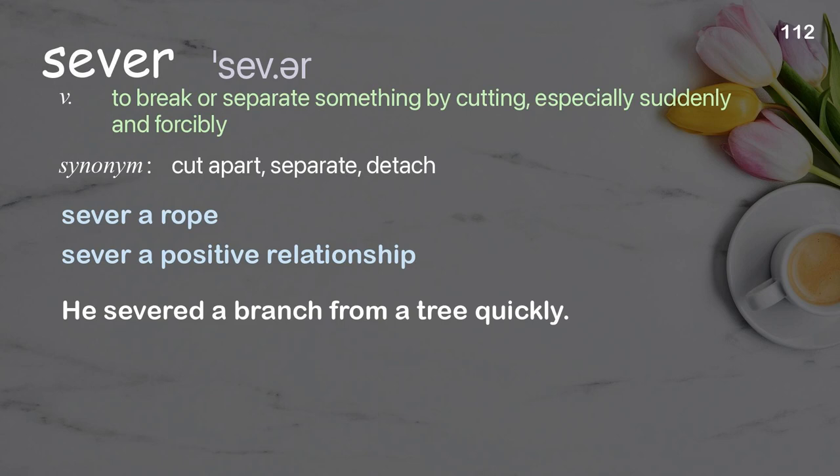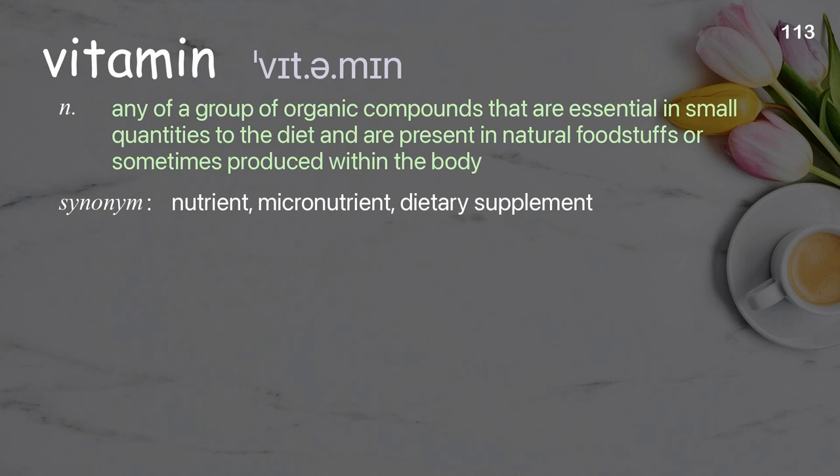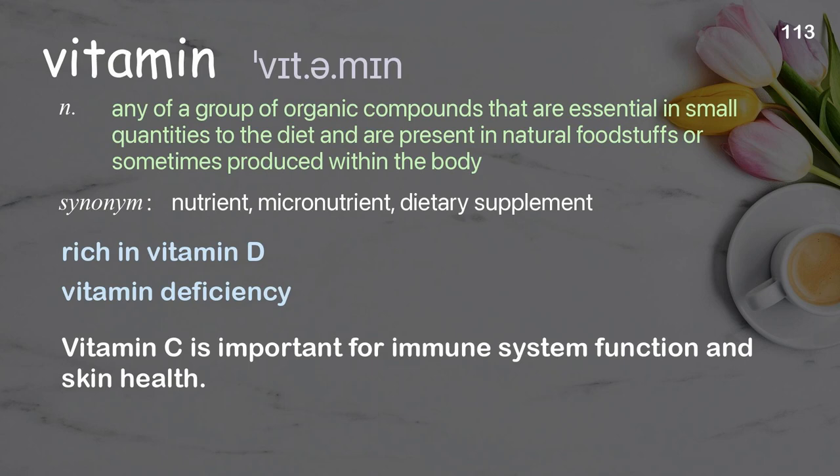Vitamin. Any of a group of organic compounds that are essential in small quantities to the diet and are present in natural foodstuffs or sometimes produced within the body. Examples: rich in vitamin D, vitamin deficiency. Vitamin C is important for immune system function and skin health.